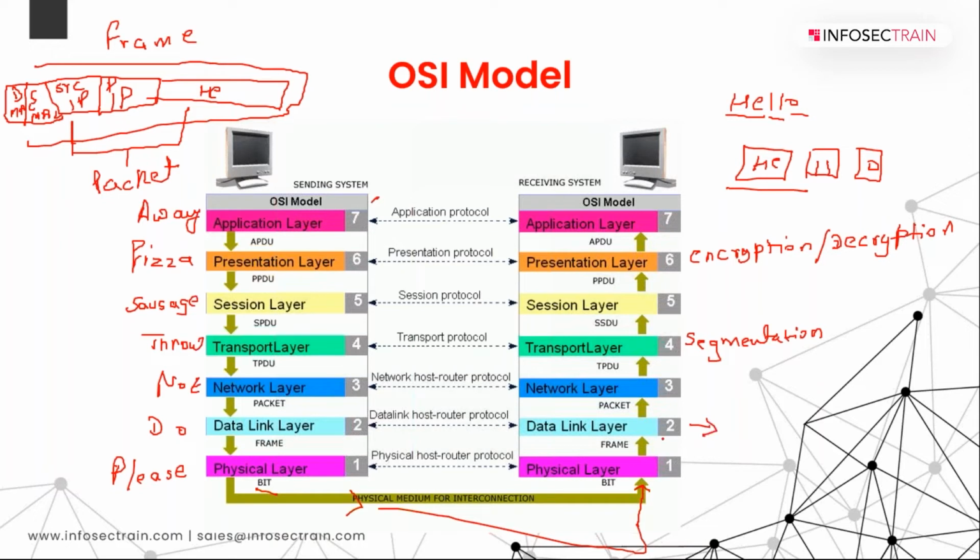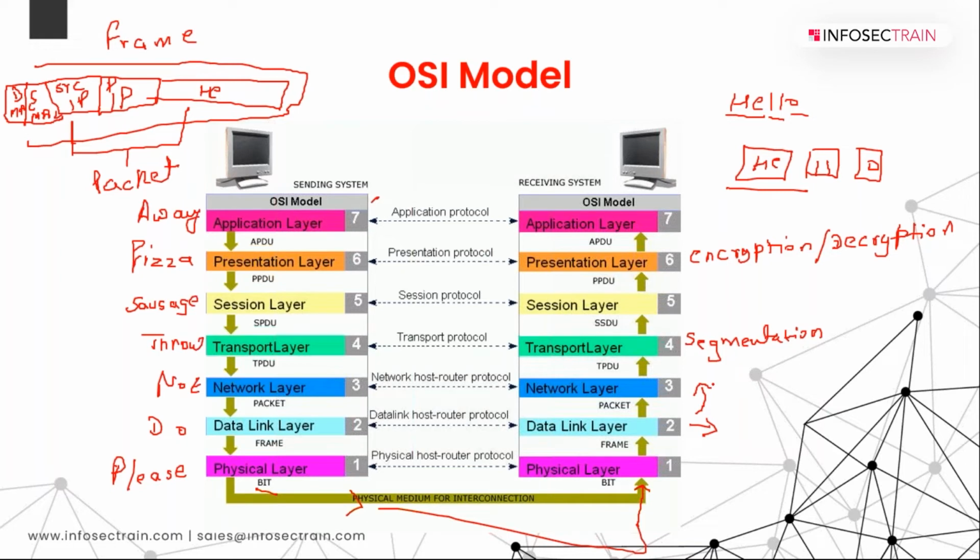So what happens at the data link layer? The data link layer checks the MAC address, the destination MAC and source MAC. As the destination MAC matches its own MAC address, it shreds that part and sends that packet to the network layer. At the network layer, what happens?